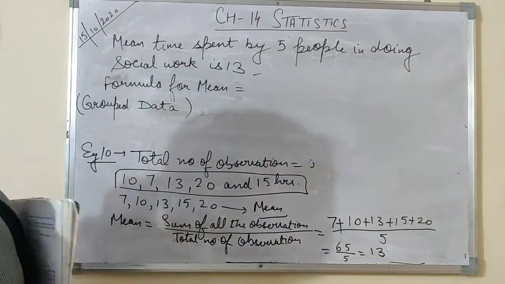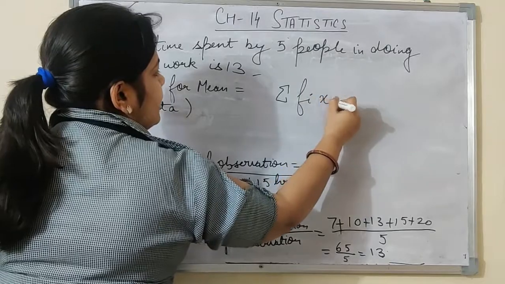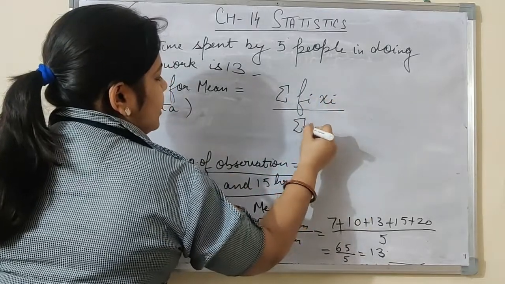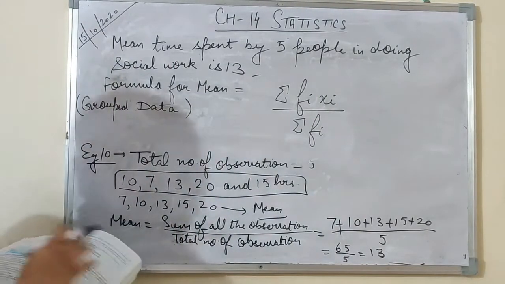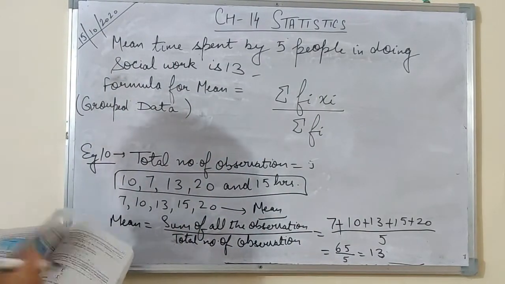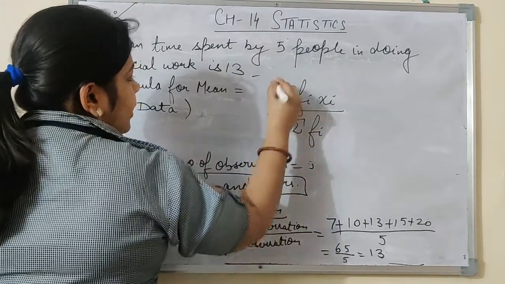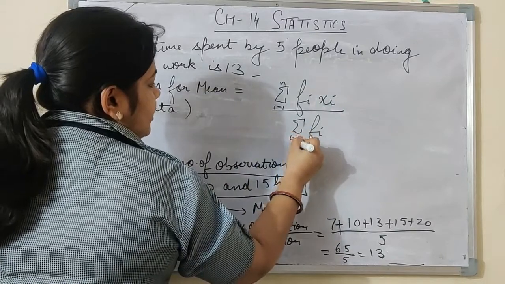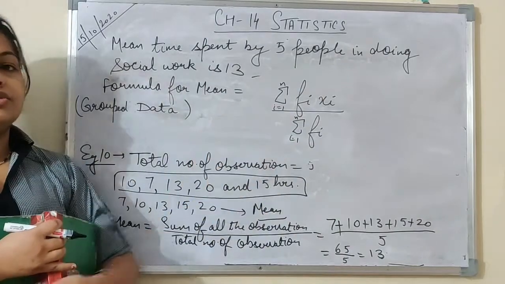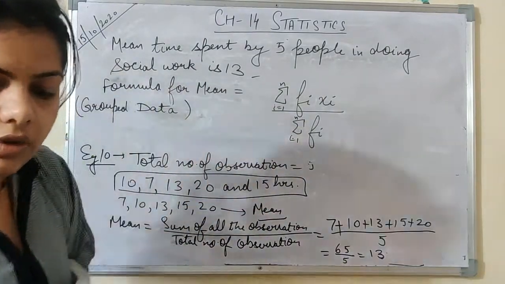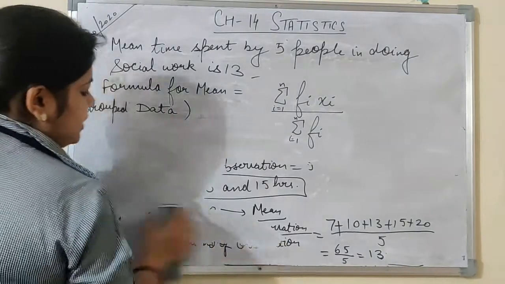This is the formula: summation fi xi divided by summation fi. Here the value of i will be from 1 to n, where n means whatever number of observations you are having in the question. On the basis of this formula, first of all, let me explain this formula.